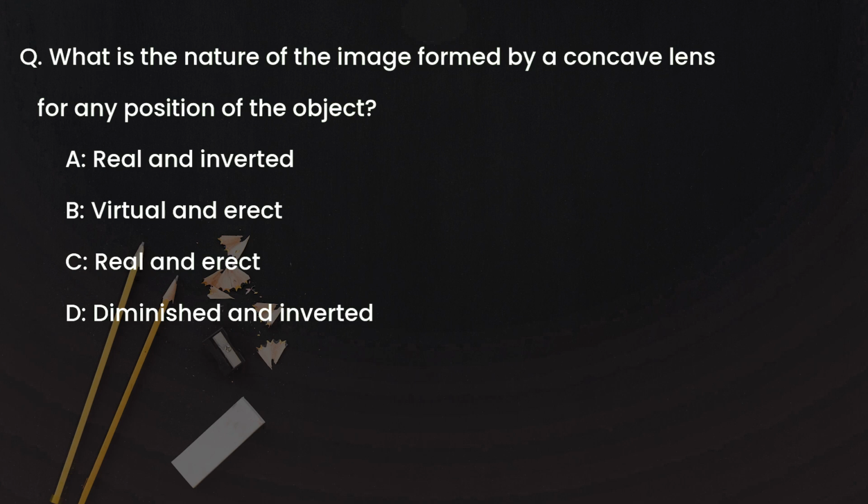Option B, virtual and erect. Option C, real and erect. Option D, diminished and inverted. You have 5 seconds to answer the question.